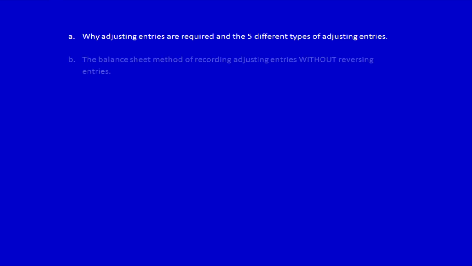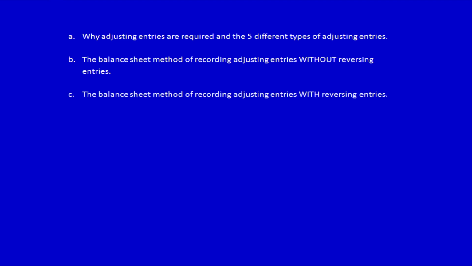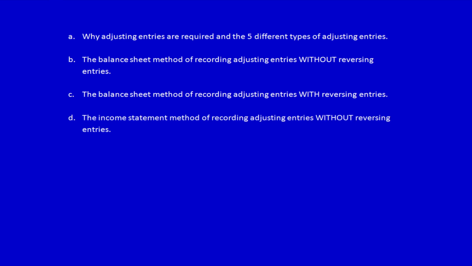How so? Because in the upcoming videos, I'm going to cover all of the following: A, why adjusting entries are required and the 5 different types of adjusting entries. This is a bit of a review. B, the balance sheet method of recording adjusting entries without reversing entries. That's from Introductory Financial Accounting. C, the balance sheet method of recording adjusting entries with reversing entries. That's brand new. D, the income statement method of recording adjusting entries without reversing entries.